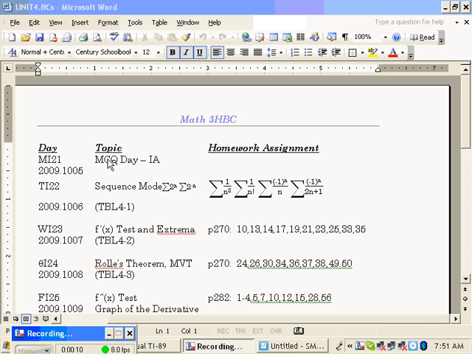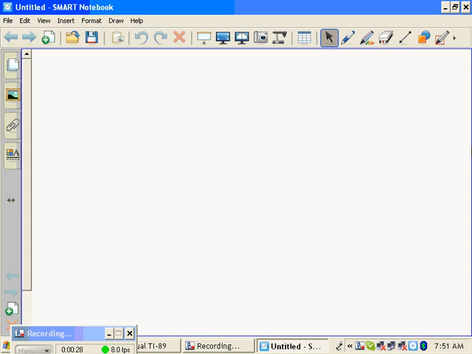So, you already had multiple choice Monday. That was yesterday. So, you already know about free response Friday, right? That's basically the test. But what's today? Sequence mode. Sequences and series. Let's talk about that. What is that about? Kindly consider the following sequence.